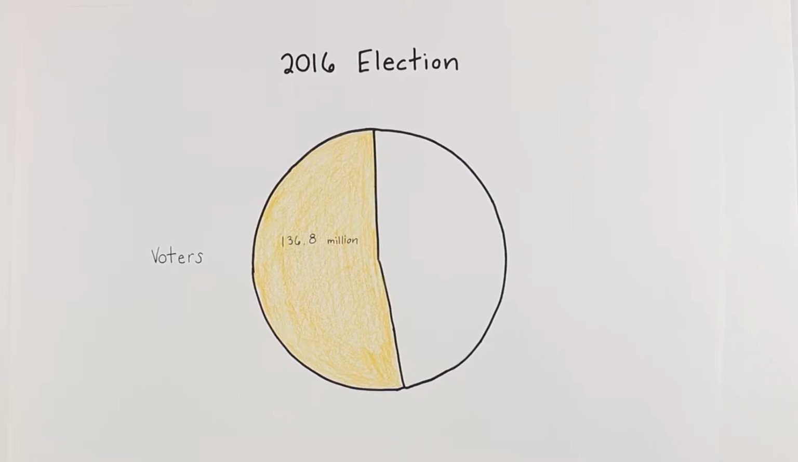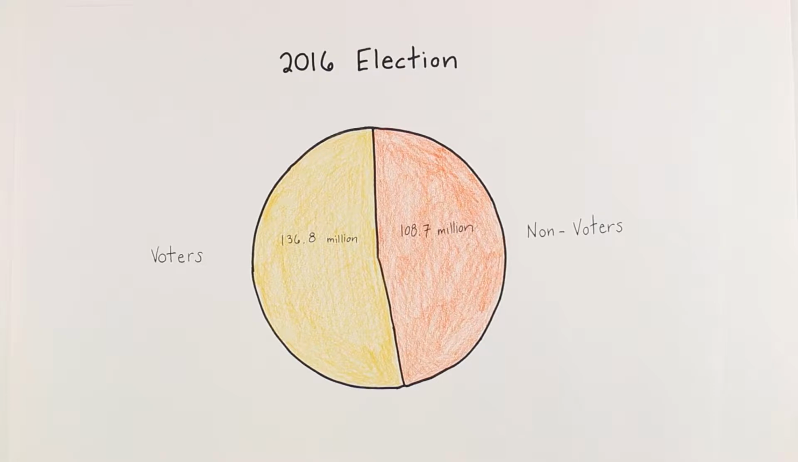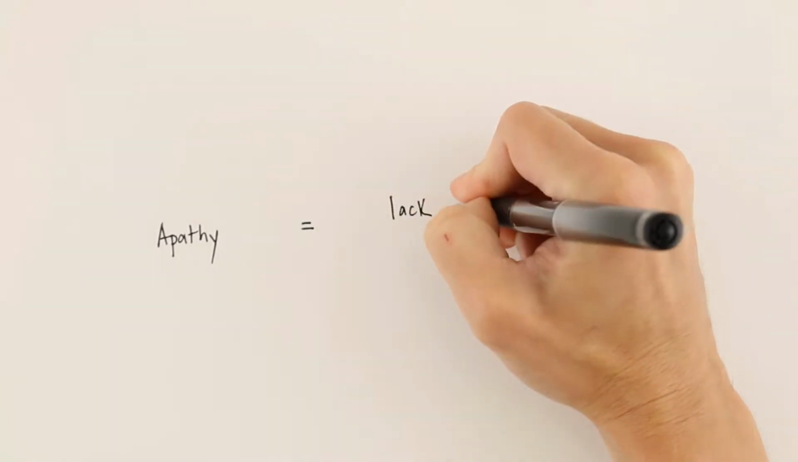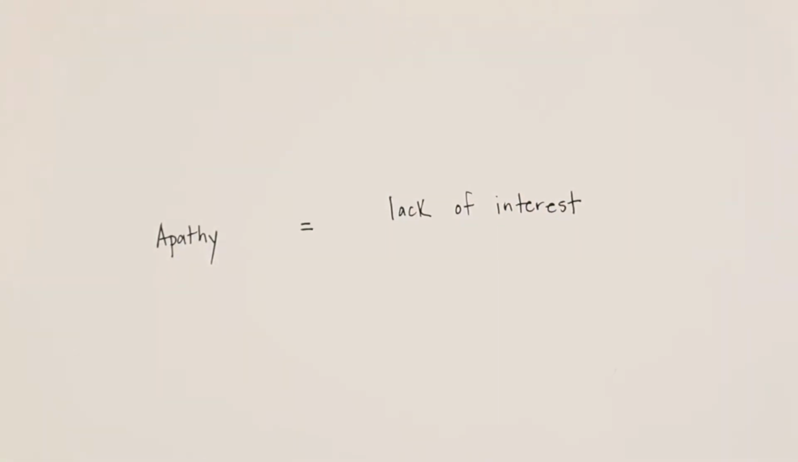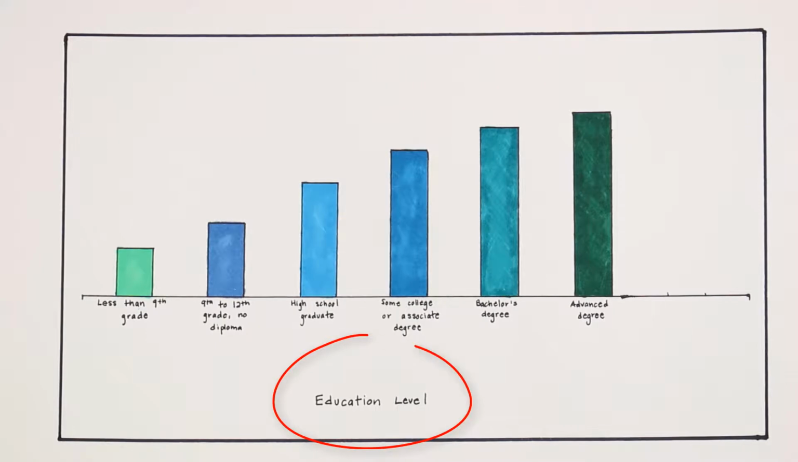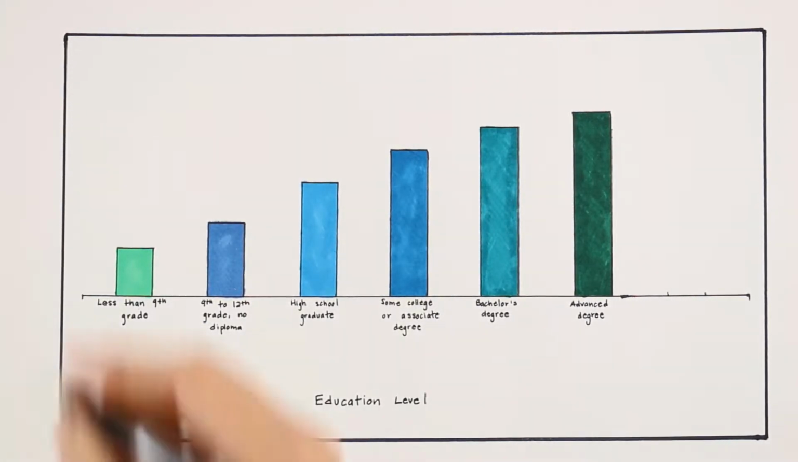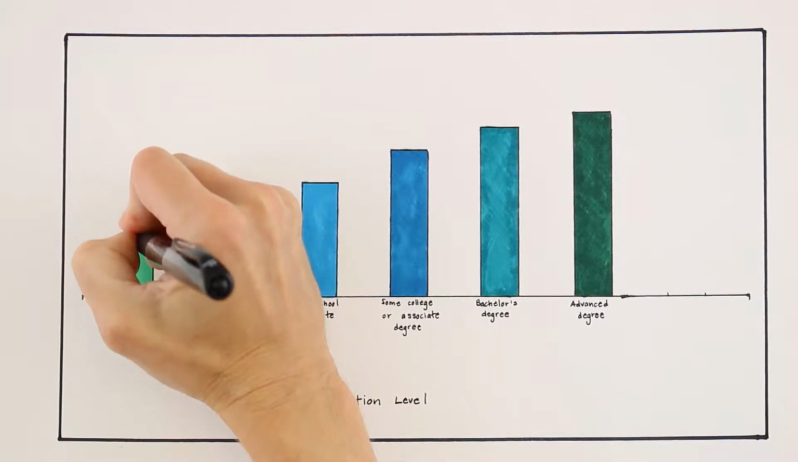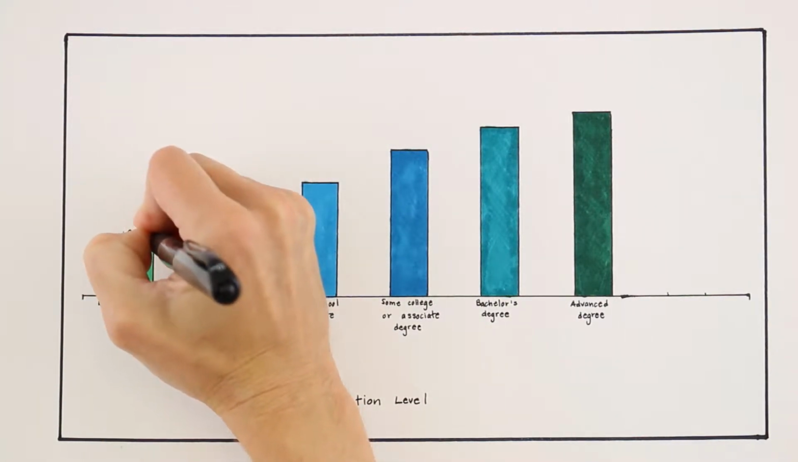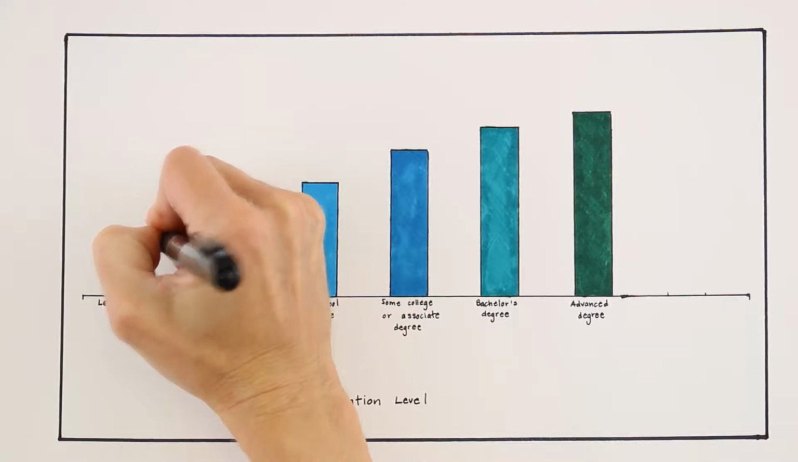Despite the fact that most citizens over the age of 18 may legally vote, millions of citizens don't. When people don't vote because they are uninterested in politics, we call this voter apathy. Data shows education has a large effect on whether or not someone votes. This chart shows voter turnout by education level in the 2016 election. The lowest level of voter turnout was among those with less than a ninth grade education. Within this group, voter turnout was only about 18%.